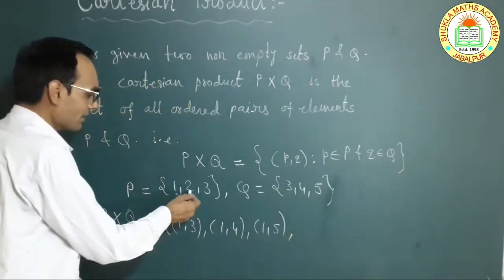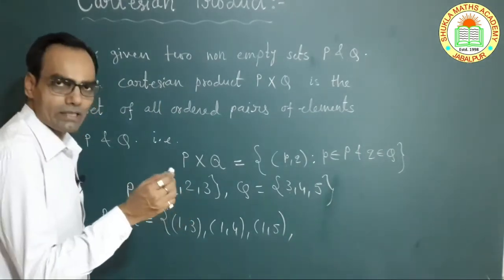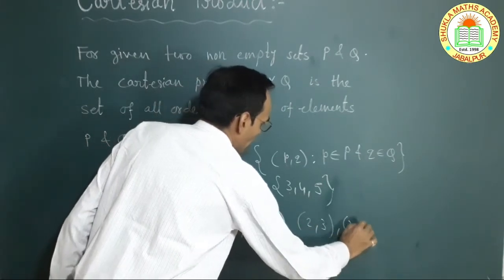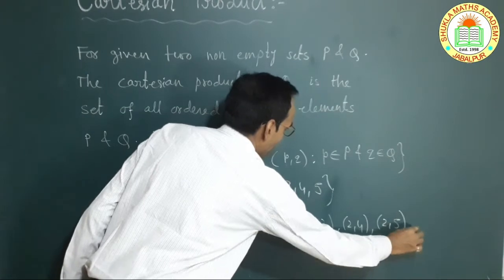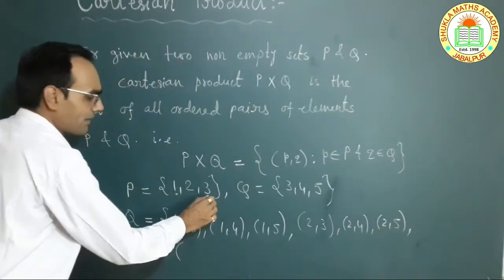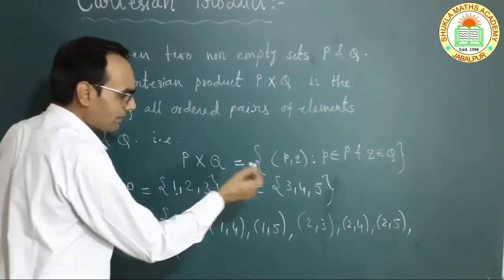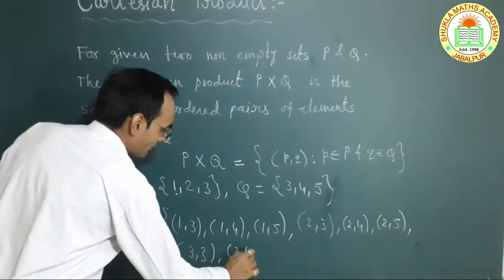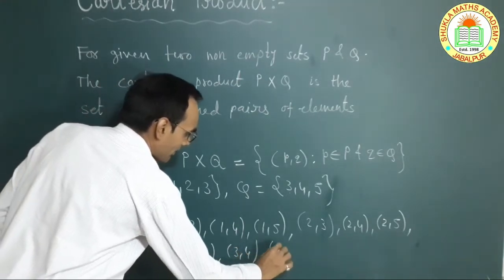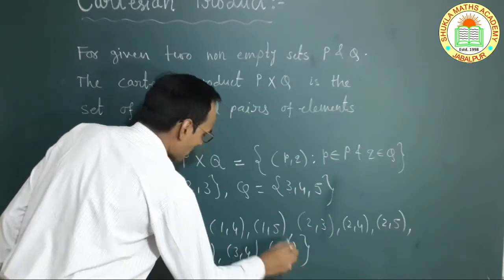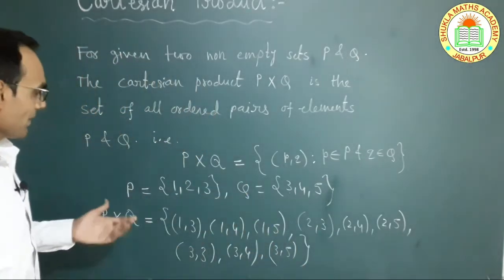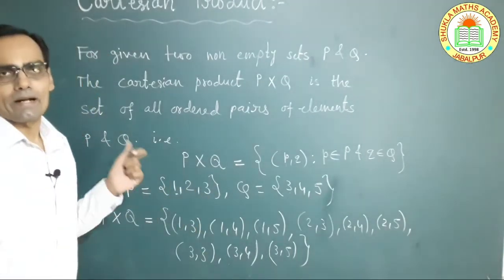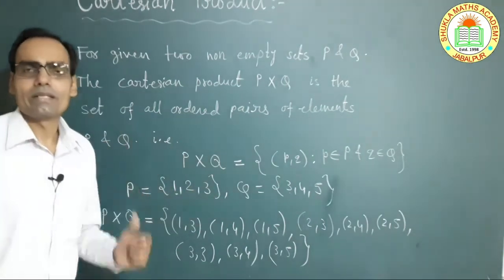And again, take the second element of P and make a pair with each element of Q. So we get (2, 3), (2, 4) and (2, 5). And next the third element is 3, and make a pair of 3 with each element of Q. So (3, 3), (3, 4) and (3, 5), and close the bracket because we covered all the pairs of all the elements. So this set P cross Q is called the Cartesian product of these two non-empty sets.